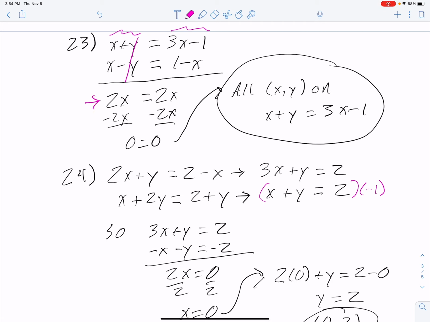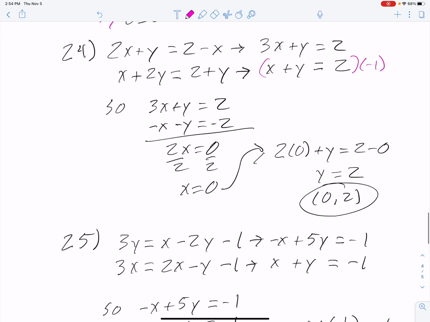For some people, that's enough to go right to the answer. It's a true statement. Others might not notice until they get 0 equals 0 that they have a true statement. And then again, remember, for any time we get a true statement, our answer is infinite. But in these cases, it's only infinite to these lines. So all xy on the line x plus y equals 3x minus 1. Or, if I had wanted, I could have used the other equation. It doesn't really matter which of the two equations you pick.